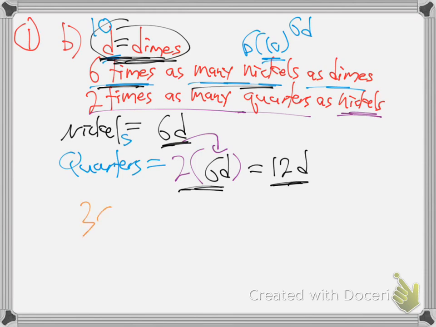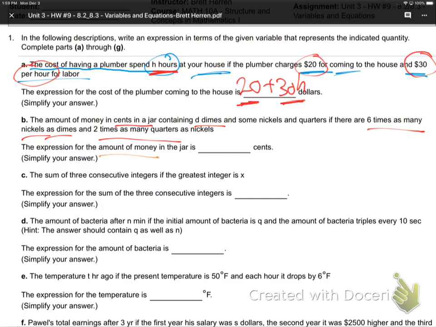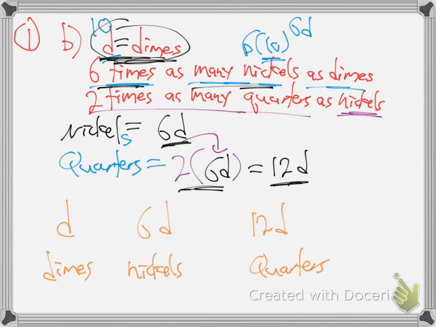So if I have 3 quarters, how much money are they worth? Yeah, 3 times 0.25, 75 cents. So you got to multiply them by their monetary worth now. So I'm going to take the dimes, D dimes, 6D nickels, and 12D quarters. If I want to figure out the total monetary worth, because that's what they asked me, they said the amount of money. They want to know how much total money's in the jar. So I'm going to need to multiply each of these.